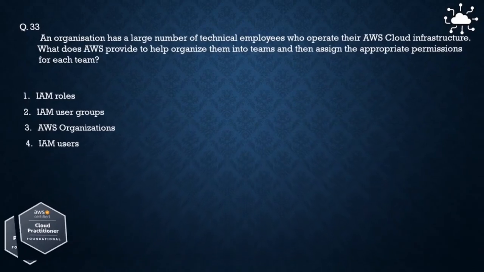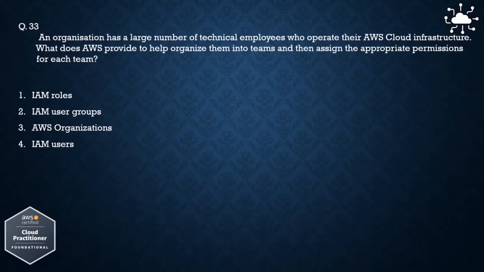Question 33. An organization has a large number of technical employees who operate their AWS cloud infrastructure. What does AWS provide to help organize them into teams and then assign the appropriate permissions for each team? 1. IAM roles. 2. IAM user groups. 3. AWS Organizations. 4. IAM users. The correct answer is IAM user groups.